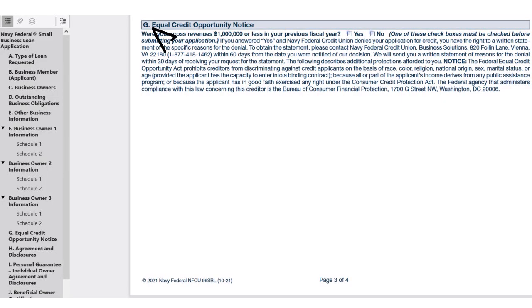And next, Section G, we have an equal credit opportunity notice. This is just, I would say, a regulatory disclosure. So they're asking you if your gross revenues were 1 million or less in the previous year, you have to put yes or no. And this is just for regulatory purposes. It also helps them in terms of their underwriting. So either way, they are going to check your financial statements so they will know if you lied or not. So please do not lie here. Be straightforward with the truth.